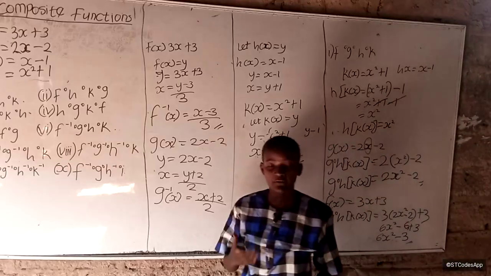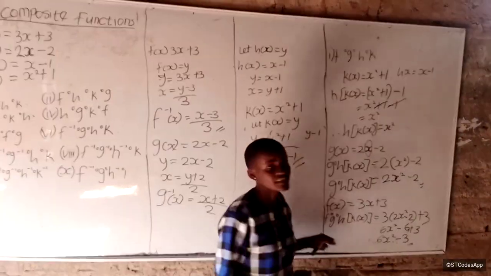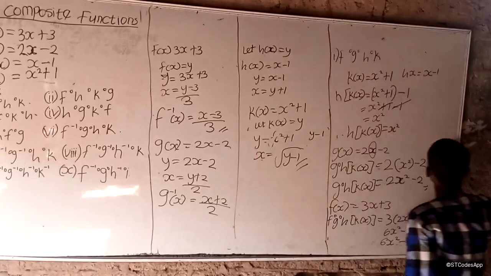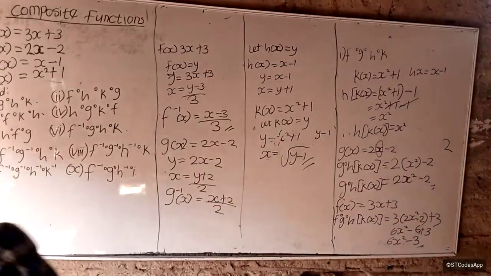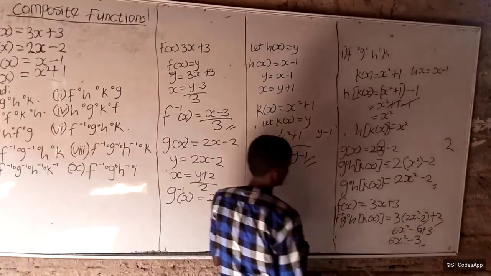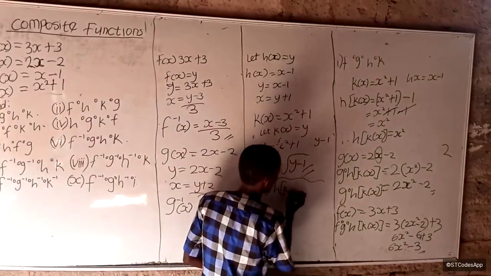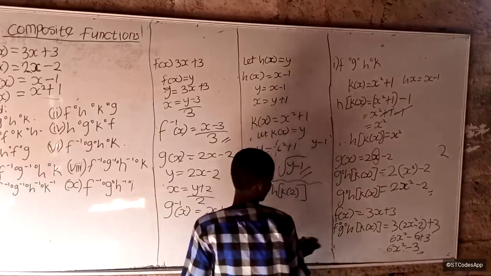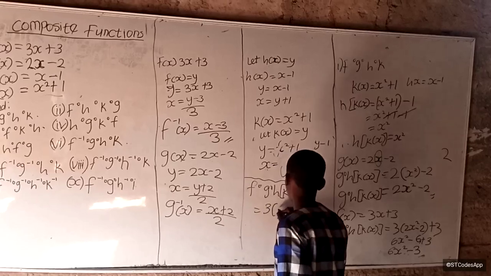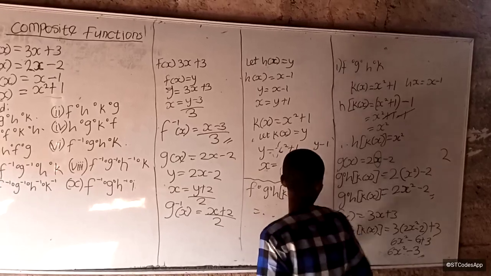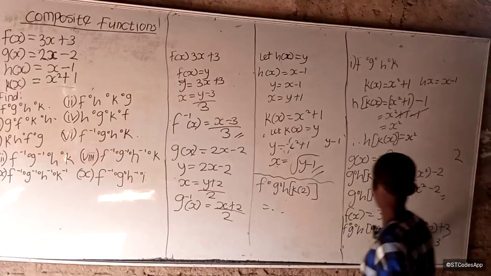So what if we input a number for the value of x? Let's say we use 2. To get f of g of h of k of 2, our answer will be equals 3 into bracket, this is our f of g of h of k of x. So that's what we are going to use here.